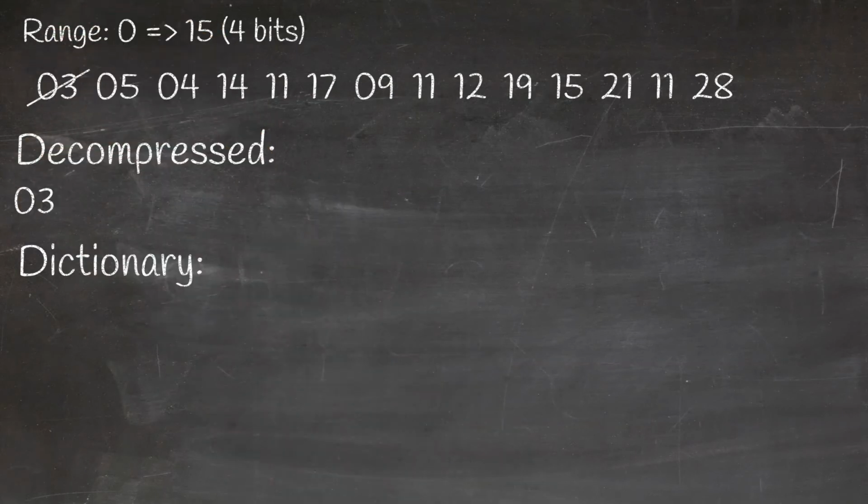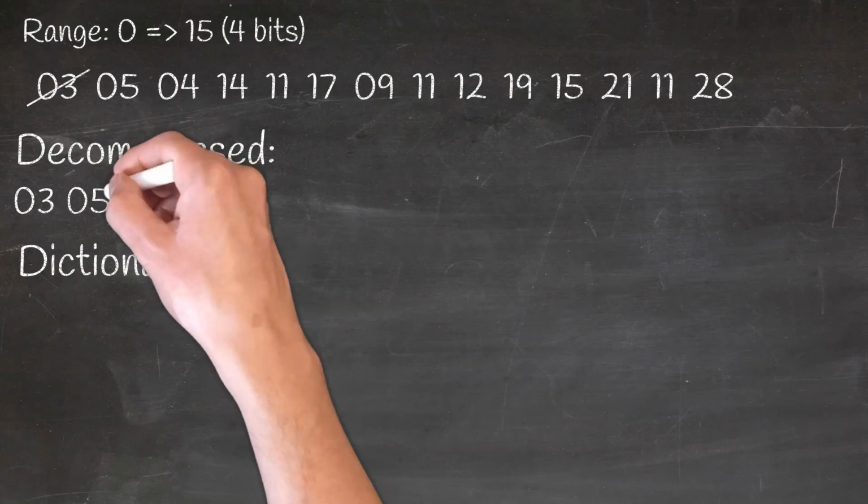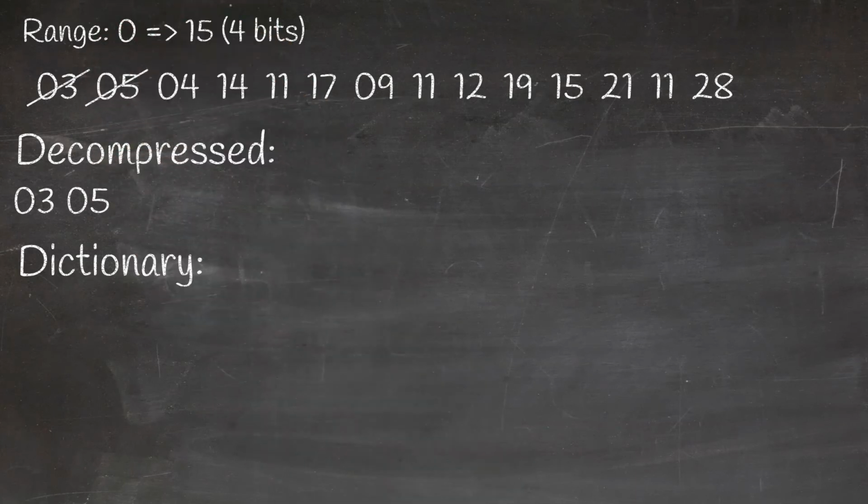Okay, so output 3, and the next is 5. Oh, that's also data. Let's put 5 to the output stream. But first, let's recreate the dictionary. So we combine the previous pattern plus the first unit, or the first letter of the current pattern. So in this case, 3, 5 goes to the dictionary under 16.